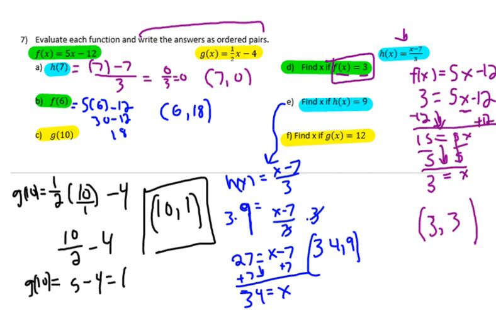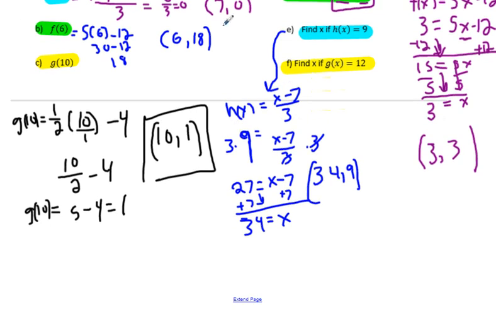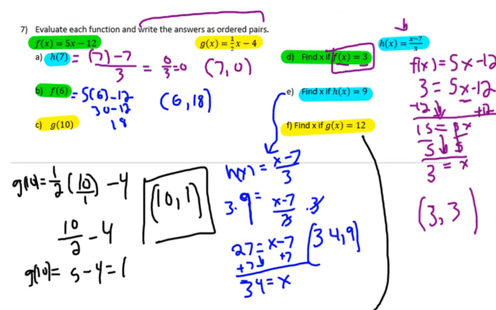And we're going to bring down F because we're running out of room here. So F says find x if g of x is 12. So I'm going to write out g of x. g of x is 1 half x minus 4.